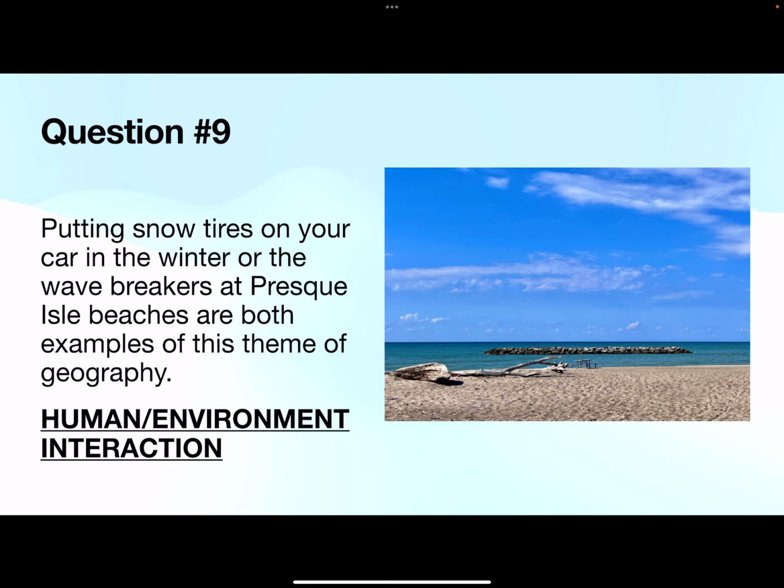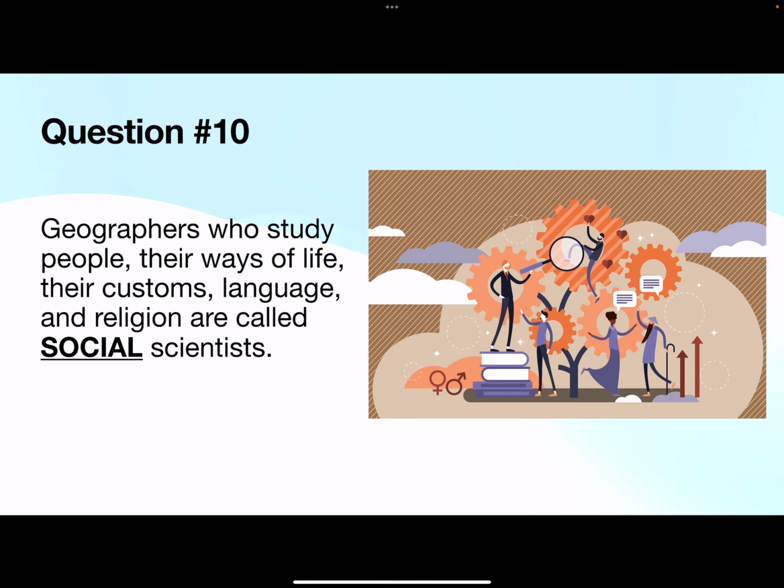Question 9. Putting snow tires on your car in the winter, or the wave breakers as seen here in this photo at Presque Beaches, are both examples of this theme of geography, and that would be human-environment interaction. Question 10. Geographers who study people, their ways of life, their customs, languages, and religion are called social scientists.